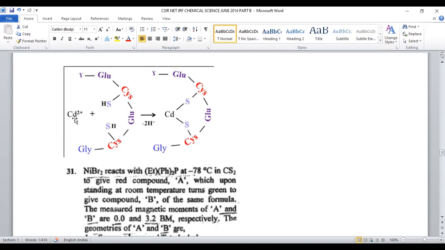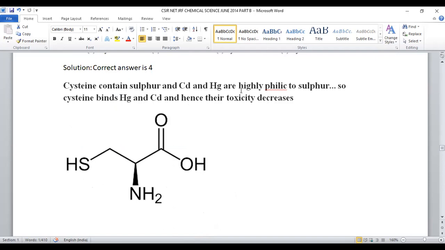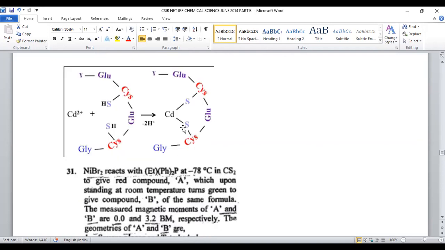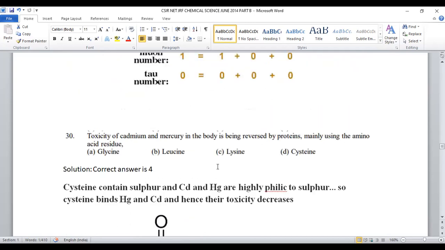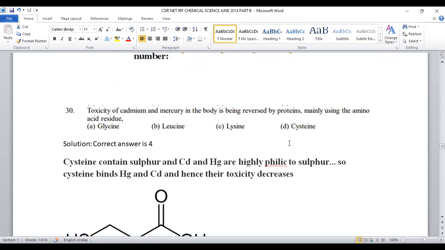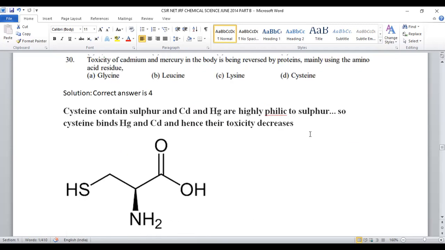In the same manner, instead of cadmium, you may take mercury. In the same manner, it is able to form such a cage-like compound, so that its toxicity will be reduced. So the correct answer will be cysteine, as it has free SH functional groups that will participate in the detoxification of cadmium and mercury. For question number 30, option D is the correct answer.